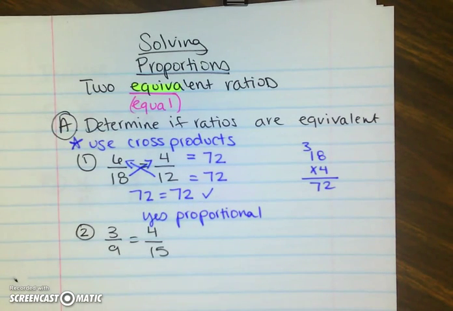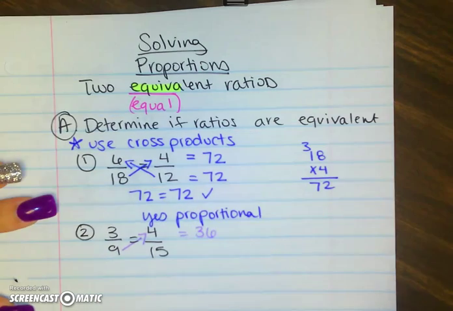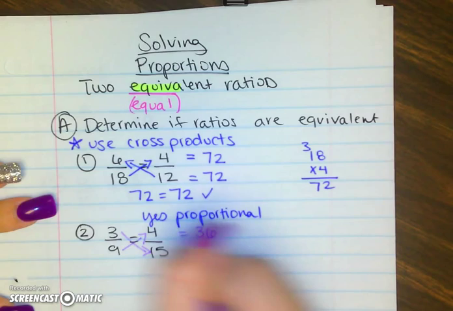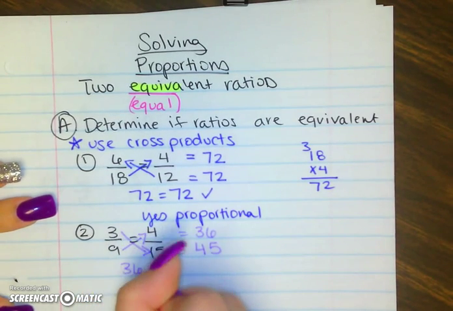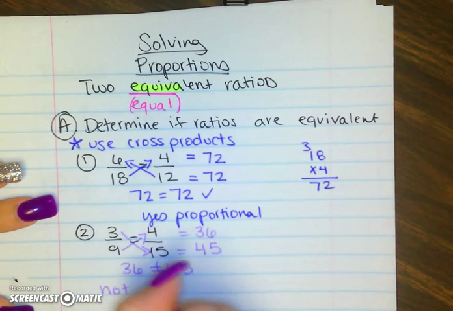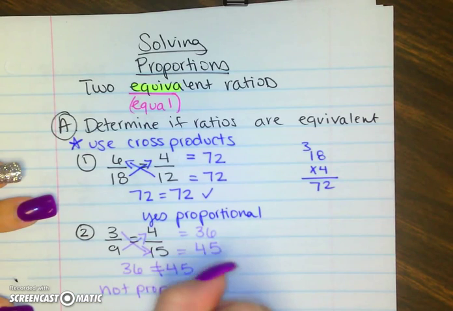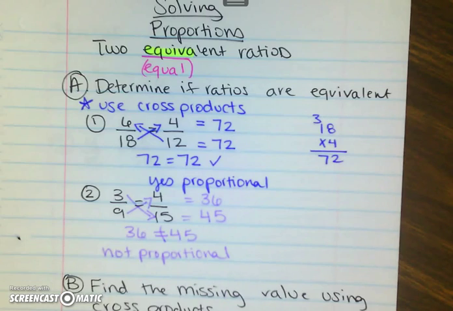Alright, the next one, let's do the same thing. We're going to use the cross products. So I know 9 times 4 is 36, and 3 times 15 is 45. So since 36 does not equal 45, this is not proportional. Alright, so that's how we check to see if the ratios are equivalent. Use those cross products and tell me if they're equivalent.